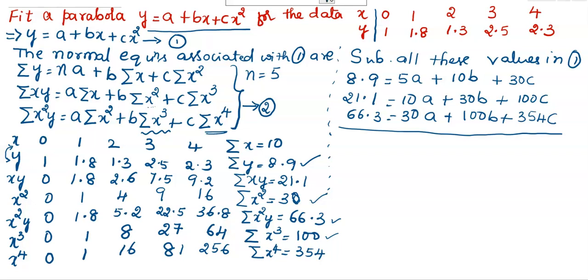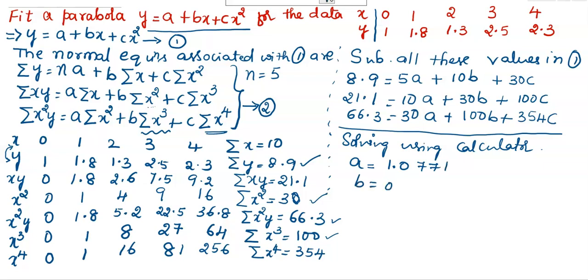So this is what? Simultaneous equations. So you have to solve this using a scientific calculator. You can determine the a value as 1.0771, b value is 0.4157, c value is minus 0.0214.